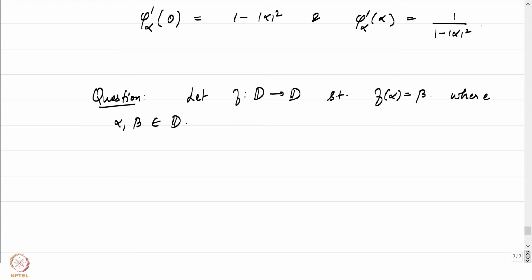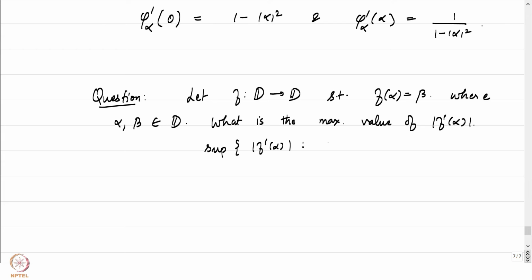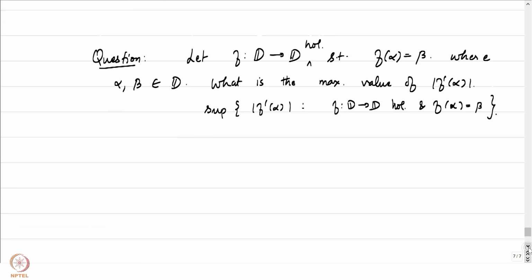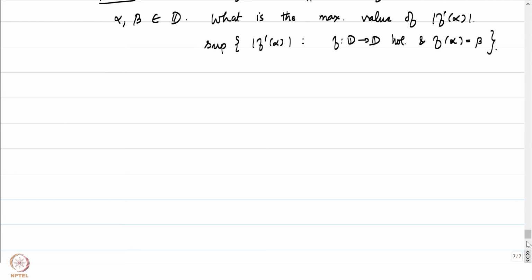So the question that we would ask is, what is the maximum possible value of mod f prime at alpha? So what is the maximum value of f prime at alpha when we take the supremum over all possible functions f from D to itself which map alpha to beta, where alpha and beta are two fixed points. What we are asking for is the supremum of mod of f prime of alpha, where the supremum is taken over this particular family, with f of alpha equal to beta. Notice that I didn't put the condition of holomorphicity here, but we are dealing with holomorphic functions, and the only condition other than holomorphicity is that alpha is being taken to beta. That's the only condition.